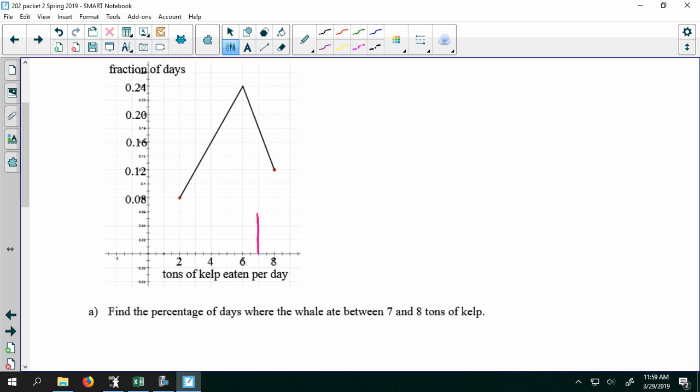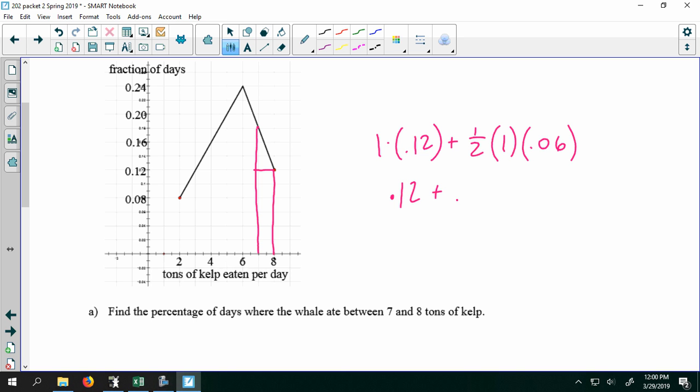So I'm just going to go up to my curve here. I need to find this area. So I'm going to break it into two pieces. This rectangle has a base of 1 and a height of 0.12. And then my triangle has a base of 1 and a height of 0.12 to 0.18, which is 0.06. So this is 0.12 plus 0.03, which is 0.15, or 15%.